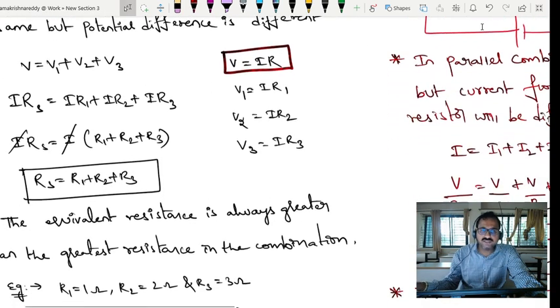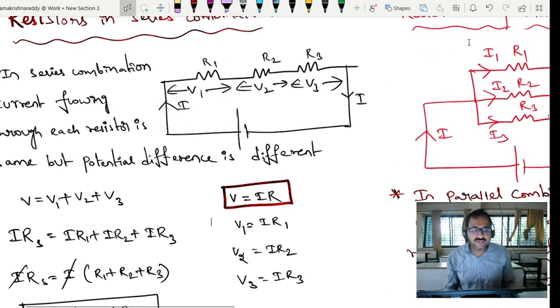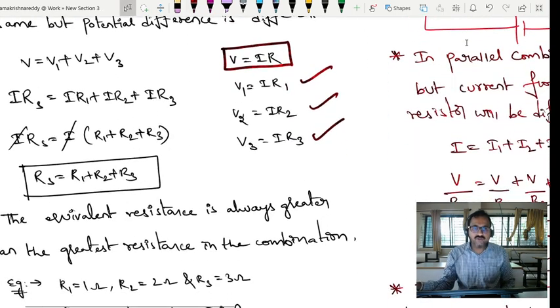Everyone knows that in series combination, RS is equal to R1 plus R2 plus R3. So remember that in series combination the current flowing through each resistor is the same but the potential difference, or potential drop, is different. From the figure we clearly understand that V is equal to V1 plus V2 plus V3. Therefore, IRS is equal to IR1 plus IR2 plus IR3, by substituting the values of V1, V2 and V3. By solving that, RS is equal to R1 plus R2 plus R3.